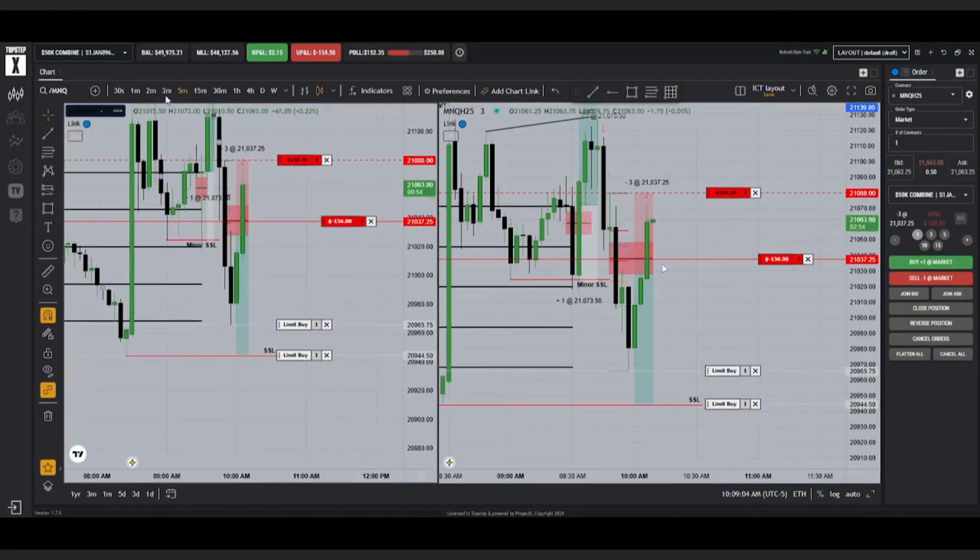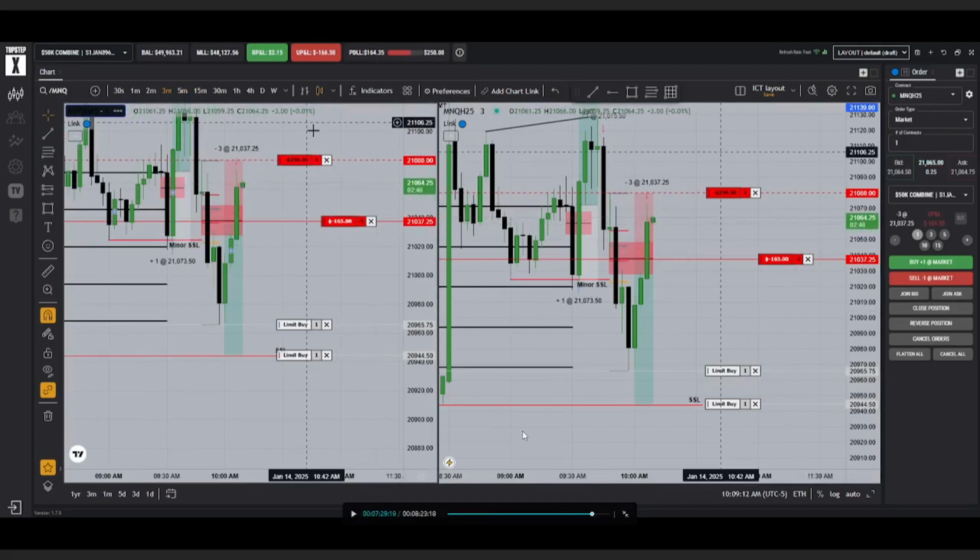Now, as you can see, let me pause this real quick. We have price close above this SIBI. Now, what do I usually do when price closes above a SIBI? I go long, and I'm in a short position right now. So things aren't looking too hot.